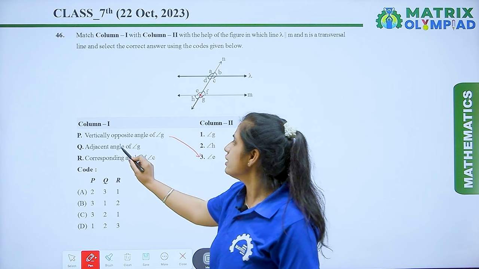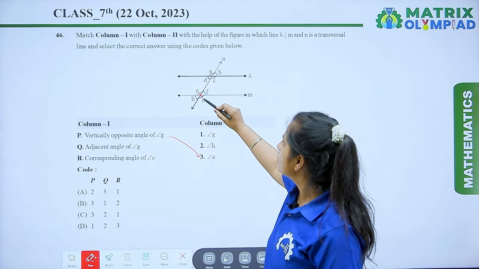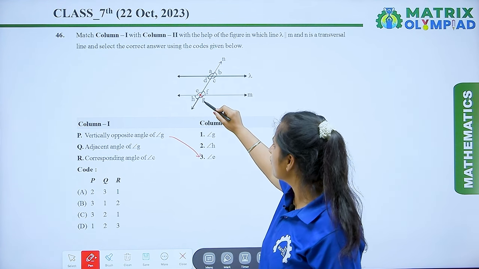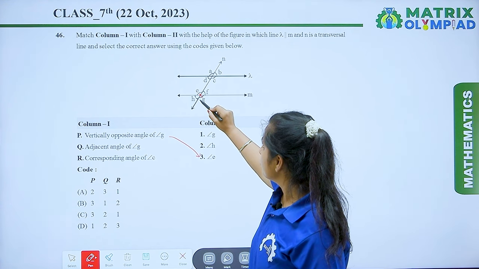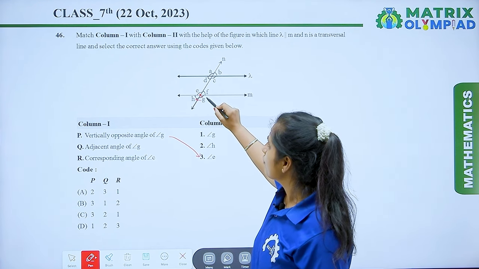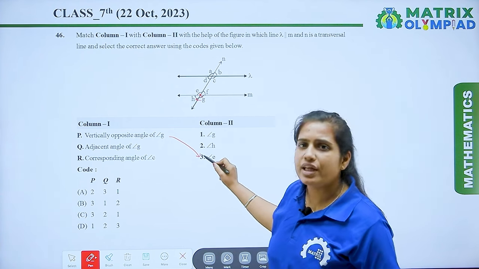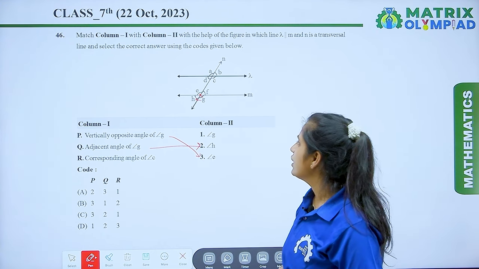Next is the adjacent angle of angle G. Here angle G is here. So the adjacent angle of angle G is angle H. We can say angle F also, but in this option we have angle H. So we will match with angle H.